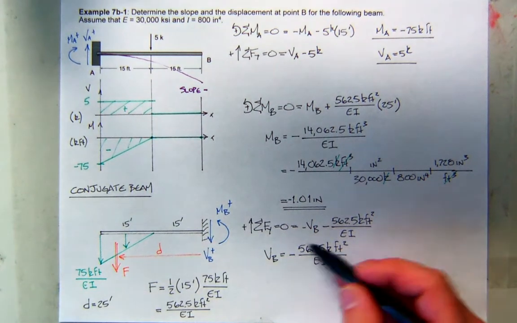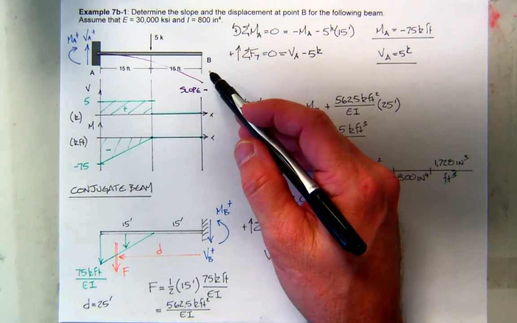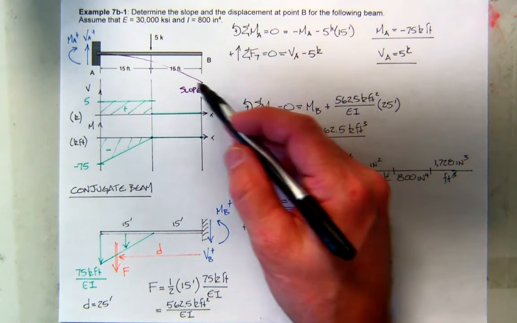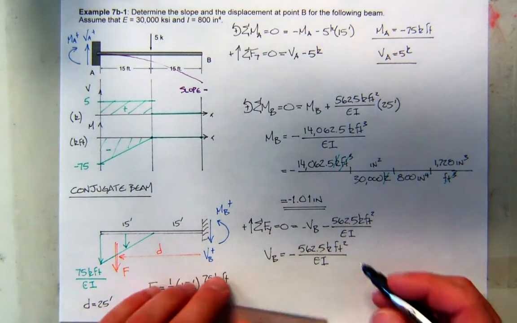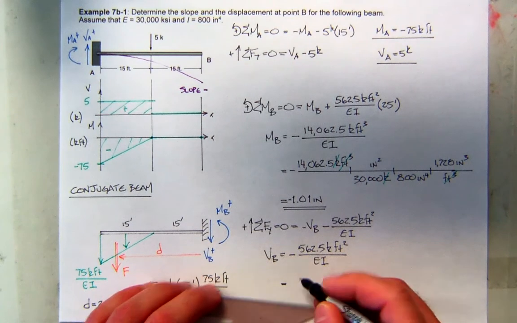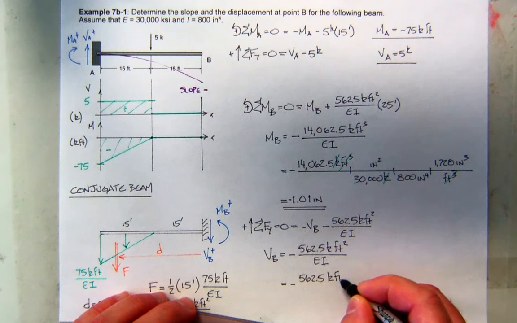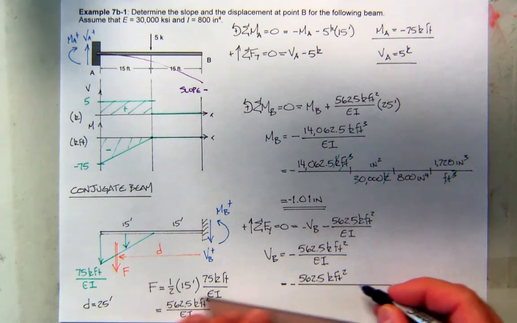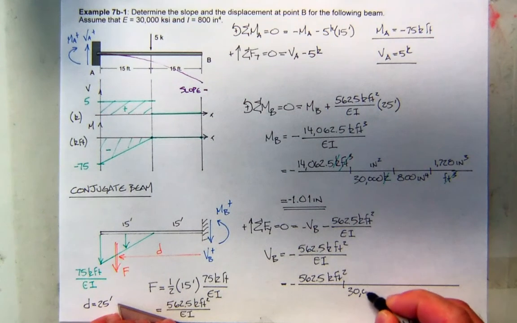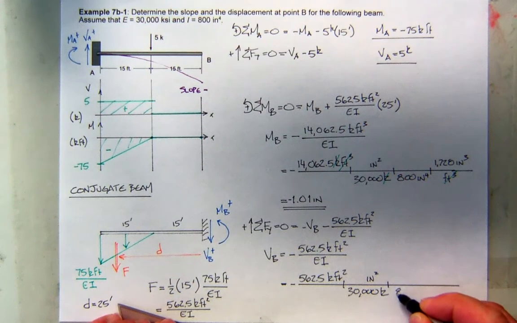Okay, so qualitatively we see it's a negative value. Remember, shear in the conjugate beam is slope. In the real beam, we already suggested we think that the slope is negative. It looks like we've got that part right. So let's see what the actual value is. So if I can compute the value, I've got negative 562.5, and that's kip feet squared. Now I've got to divide by E and I. E is still 30,000 kips per square inch. I is still 800 inches to the fourth.